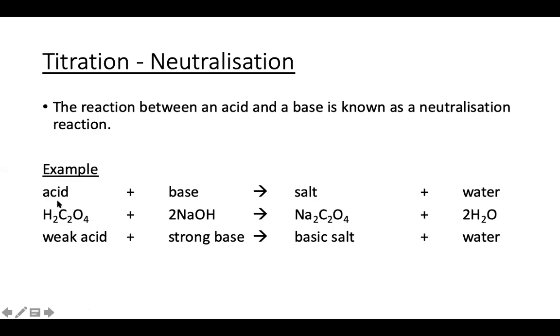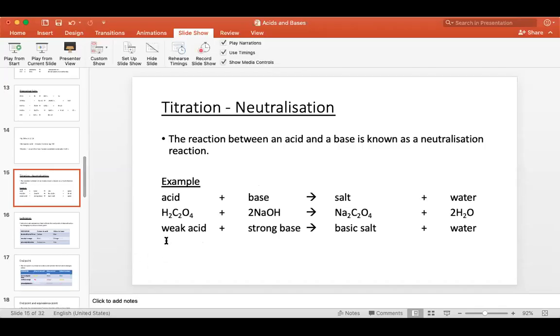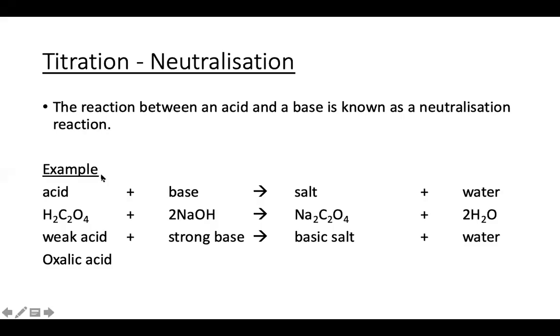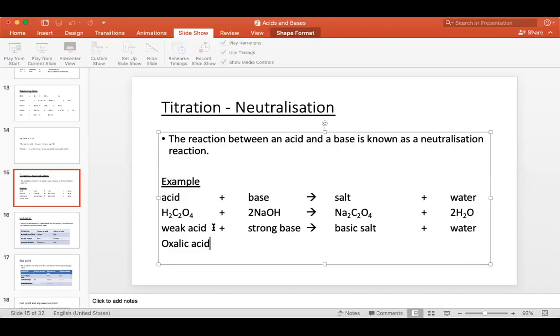The example we must use for grade 12 at the moment is H2C2O4, which is a weak acid called oxalic acid. Write this down, please. If you take oxalic acid, H2C2O4, plus a strong base, NaOH, which is sodium hydroxide, and balance it out, it's going to give you sodium oxalate plus water, right? So that's what we've got.